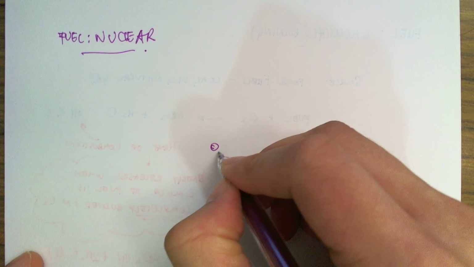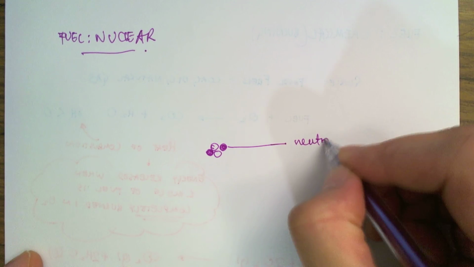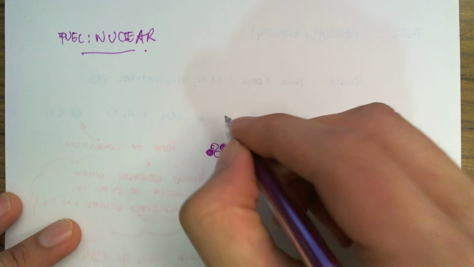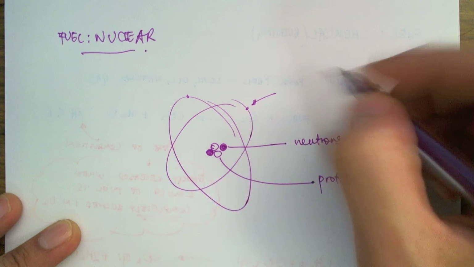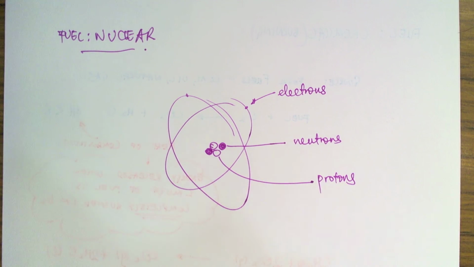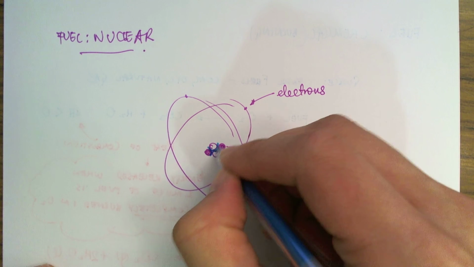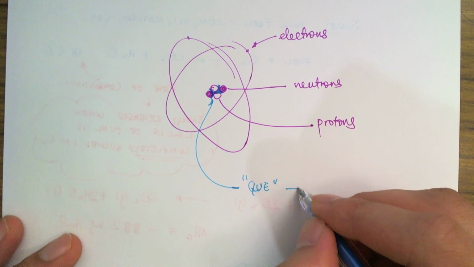So just a brief introduction, and you know that in an atom we have protons and neutrons, which are surrounded by electrons. They don't actually orbit like this, but this is just for simplicity. And then there's this glue that kind of binds the protons and neutrons together. So this glue is called the strong nuclear force.